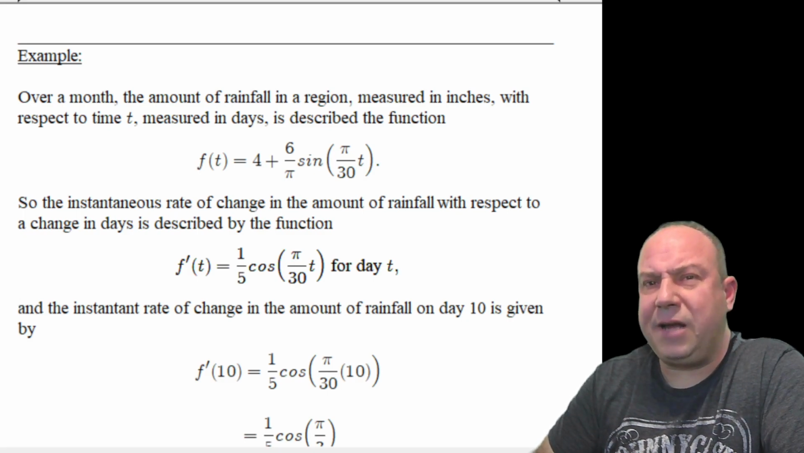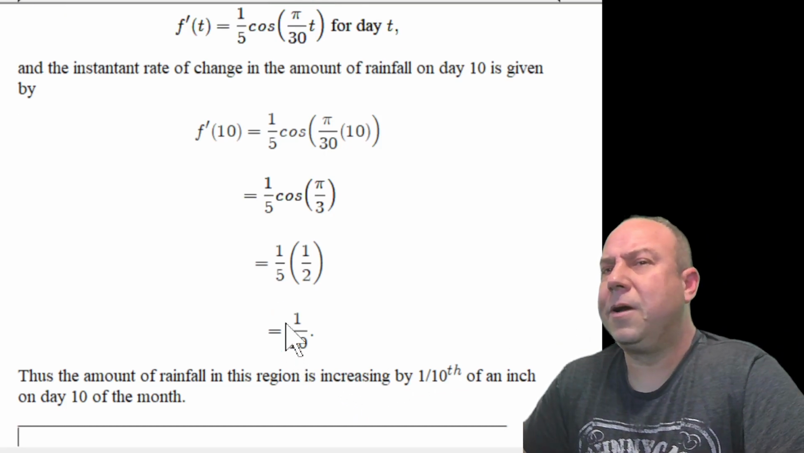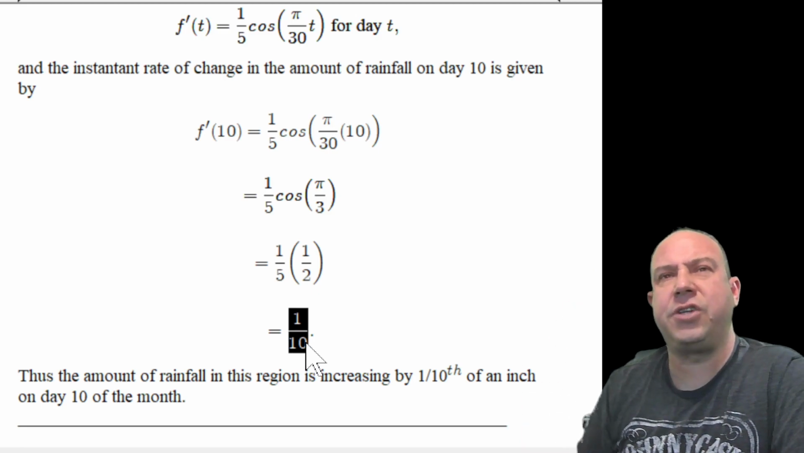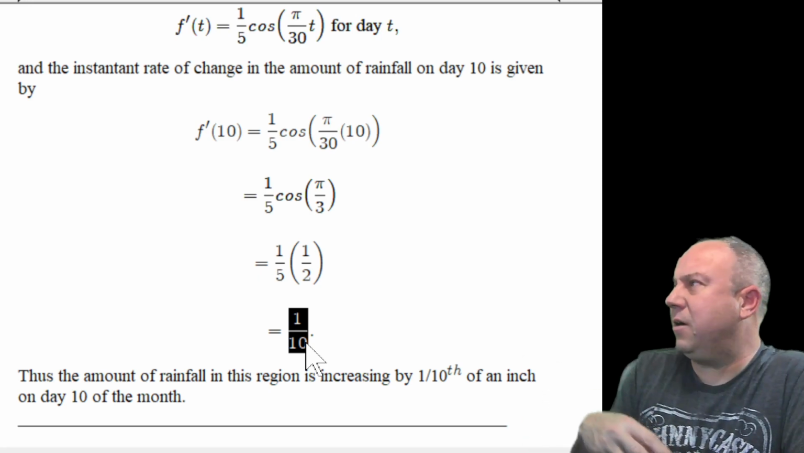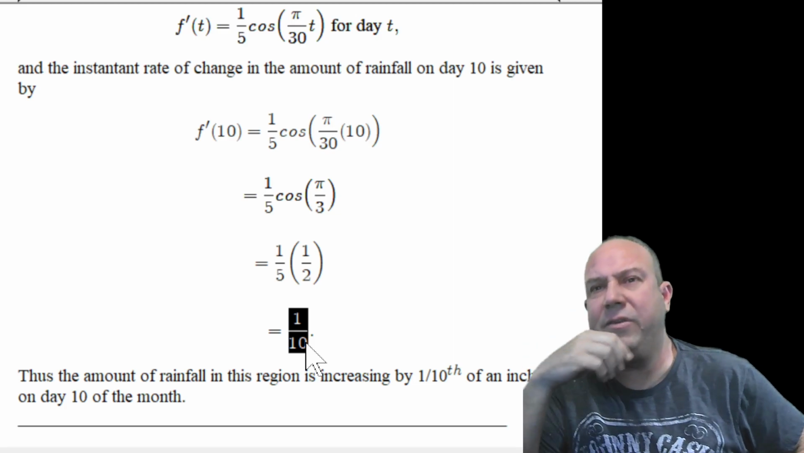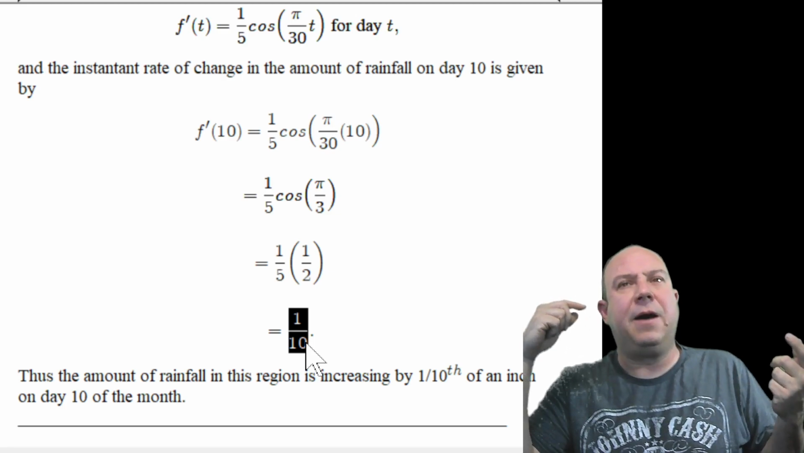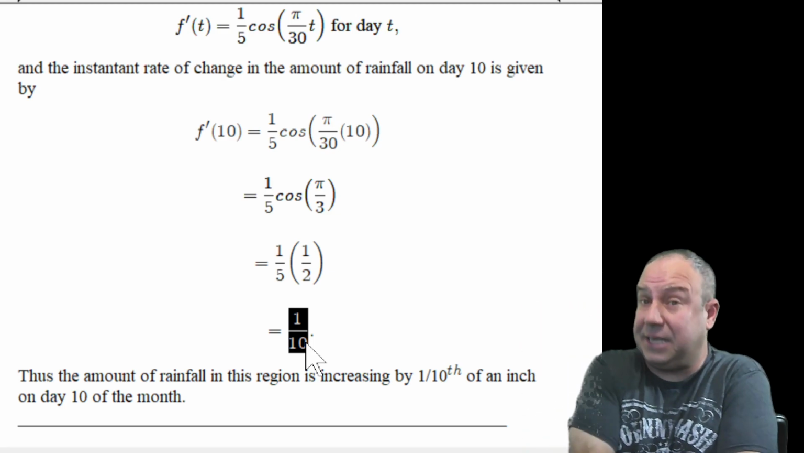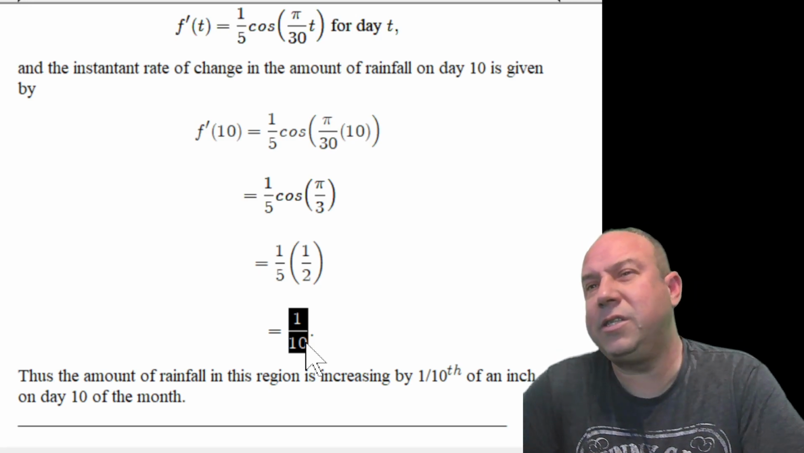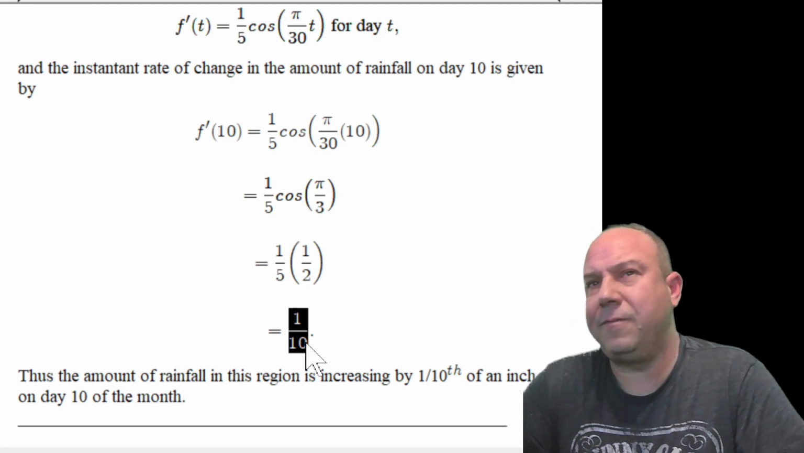The rate of change in the amount of rainfall on day 10 is going to be 1/10 of an inch. And it's going to be increasing by 1/10 of an inch on that day. We might say here, thinking of time, clicking forward on days, compared to the previous day, it's going up by 1/10 of an inch. What we might think of here is our amount of rainfall is increasing at this moment. How much is it increasing by? Well, it's increasing by 1/10 of an inch on this particular day, on day 10.